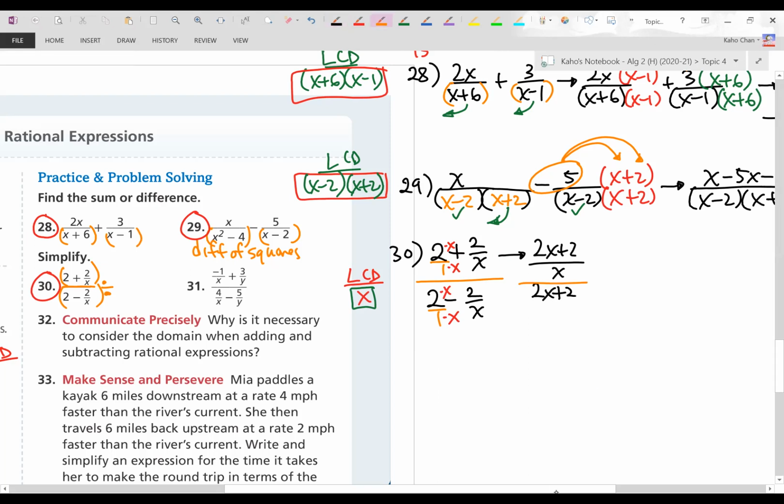Oh, did I put a plus 2? That was an accident. I meant to write minus 2. Sorry about that. Staring in the wrong spot. All over the LCD x.